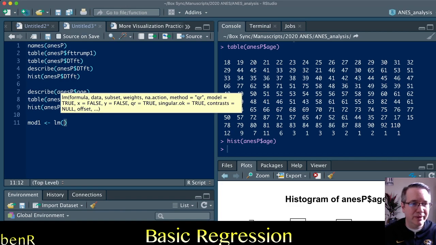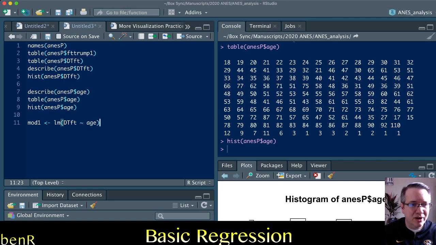And then we do DTft, so that's Donald Trump feeling thermometer. That's the name of the variable in our data set. And then the little tilde, regress on. And then the independent variable is just age. So we have DTft tilde age. We do need to tell it that our data set is called anesP.